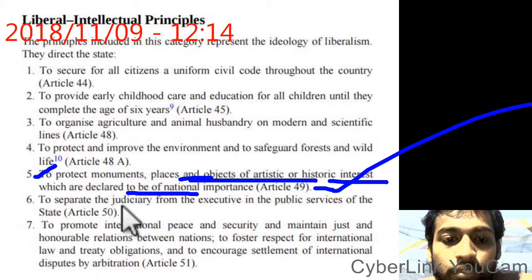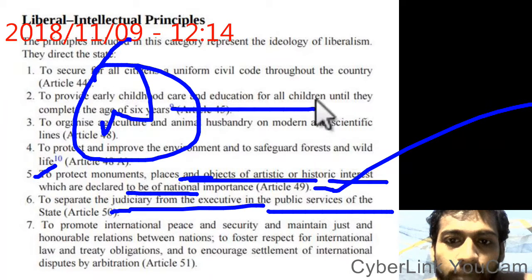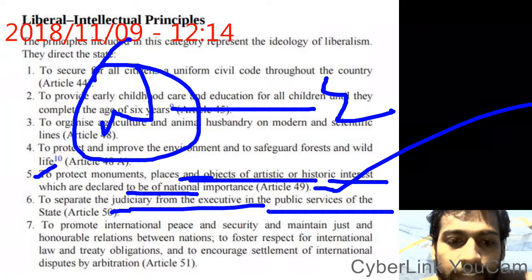And to separate the judiciary from the executive in the public services of the state. Separate judiciary from executive. So Article 50.